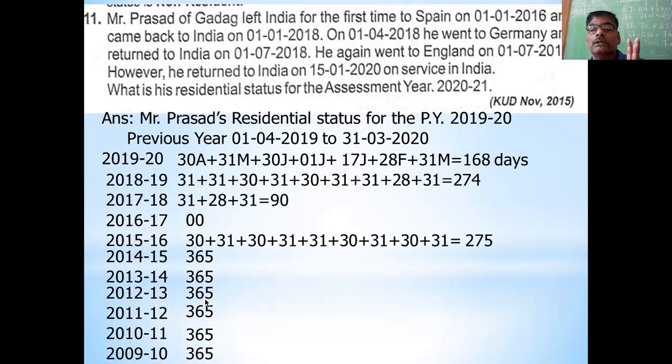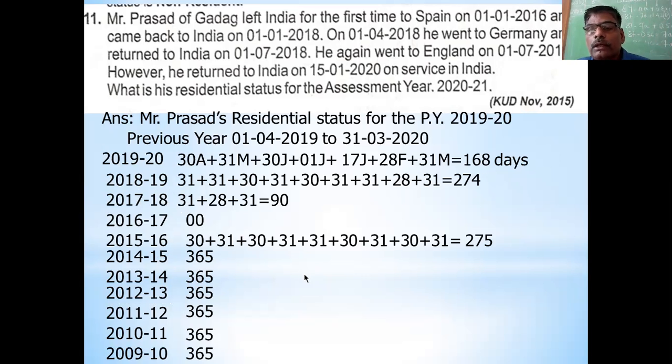Second subsequent condition is 730 days in 7 years. 7 years means from 1819 back, 1, 2, 3, 4, 5, 6, 7. 12, 13 to 1819 are the 7 years. In these 7 years, 730 days possible or not? You see here, more than 740 days. Thousands of days are here. Therefore, he satisfied the second basic condition and both of the subsequent conditions.